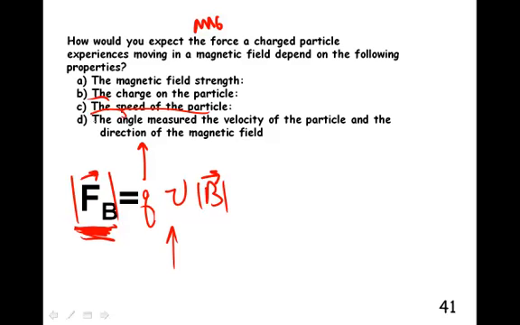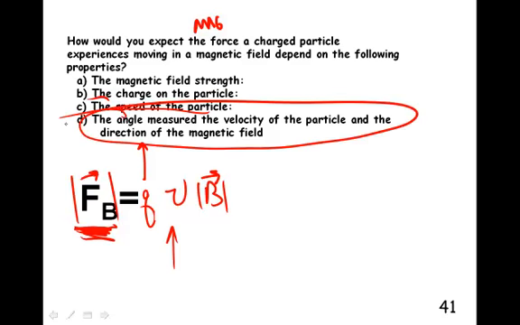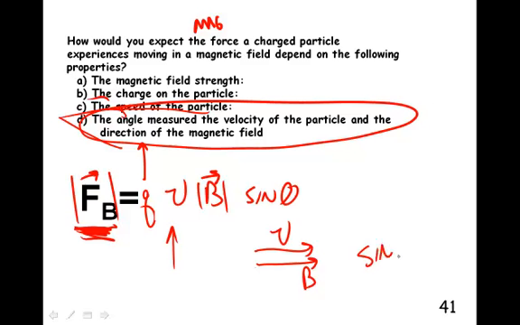And finally, the angle between the velocity and the particle. How will I throw something in there? Well, just off the top of my head, I think I would throw the sine of the angle in, because if the angle between V and B is 0, like in this case, then I would have sine of 0. Sine of 0 equals 0.